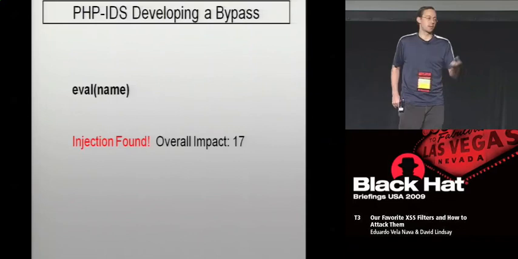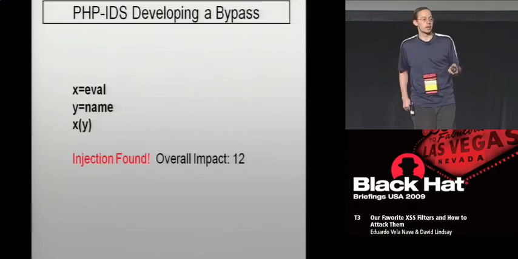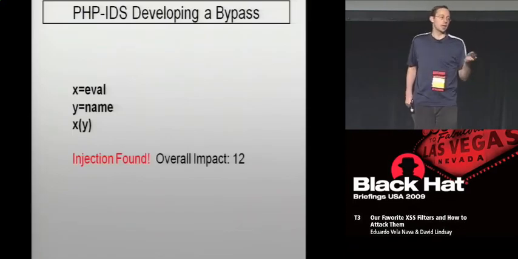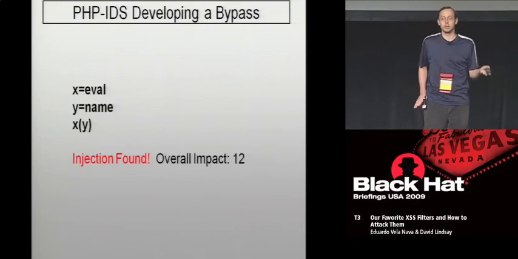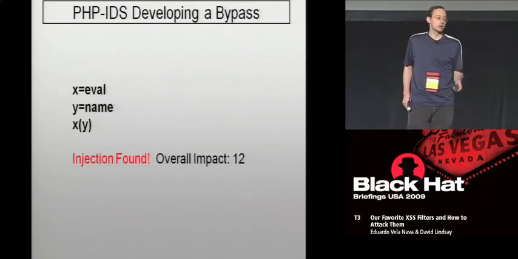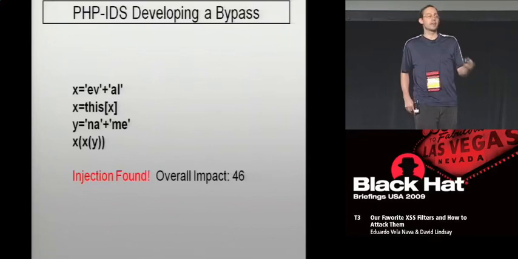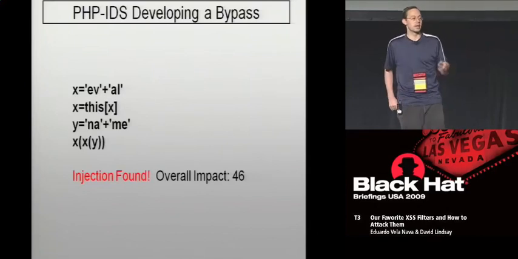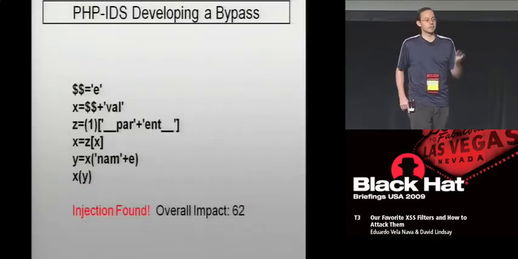Well, let's try to break it up a little. So you do something like this: have eval be its own variable, name its own variable, and try to call it in its own way. Okay, that gets caught as well. So again, maybe we can keep refining it further. We do this a few times and we end up with something like this.